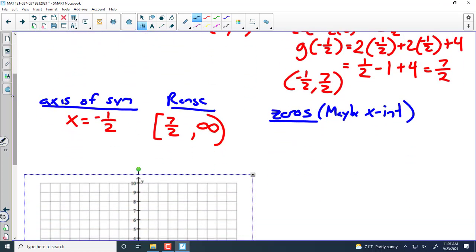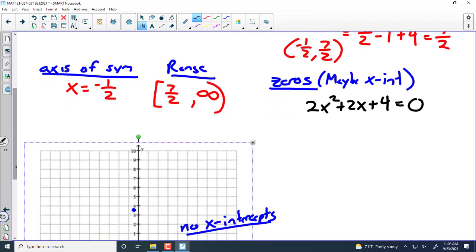Well, all right. 2x squared plus 2x plus 4 equals 0. I guess I could use the quadratic formula, but I would actually say on this problem, this is a very good opportunity to complete the square. And I'll tell you why. Look at this. Subtract the 4 from both sides.